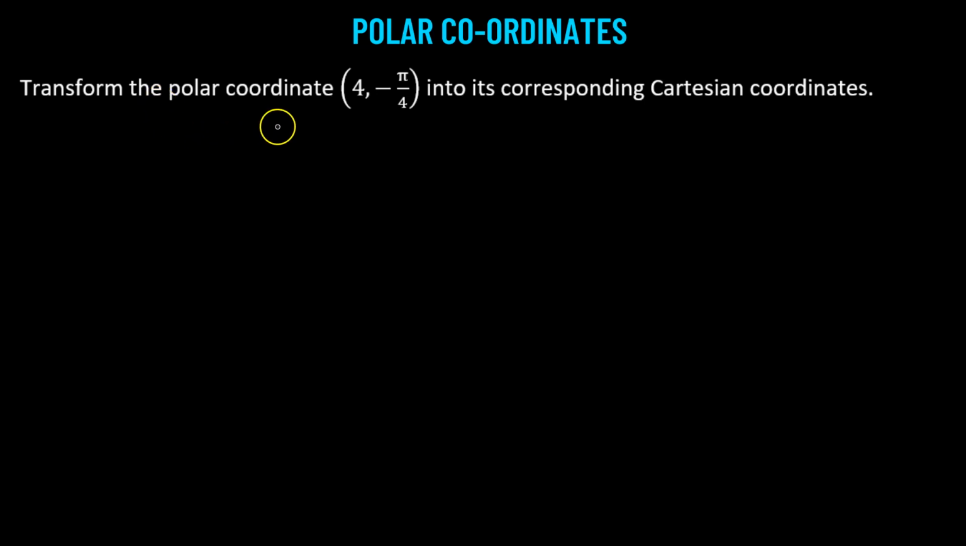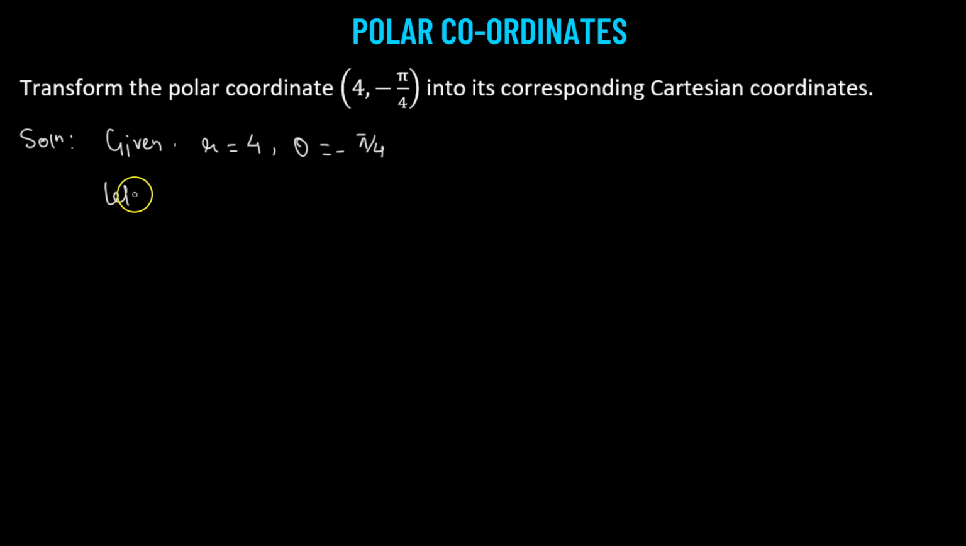In this problem, we need to transform the polar coordinate (4, negative pi over 4) into its corresponding Cartesian coordinate. So let us begin. Since we are given the polar coordinate, here we have the values of r and theta. So r is 4 units and the value of theta is negative pi over 4 radians.